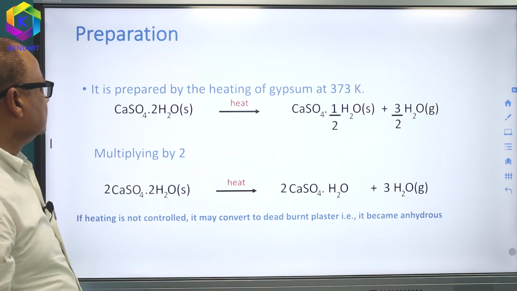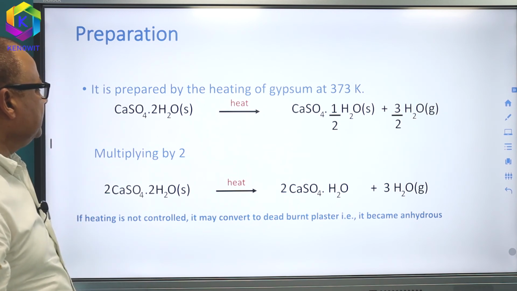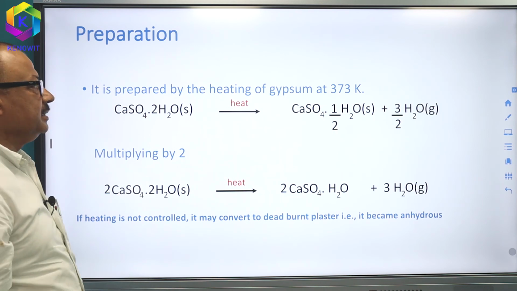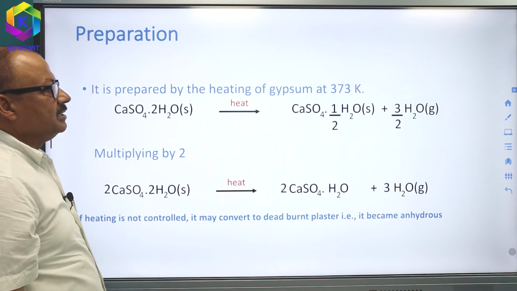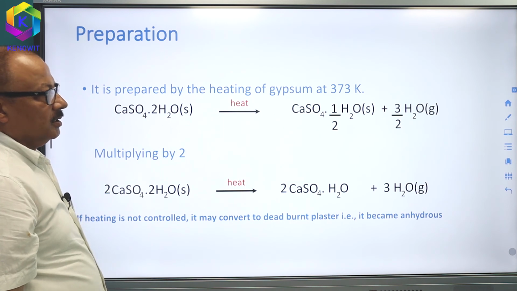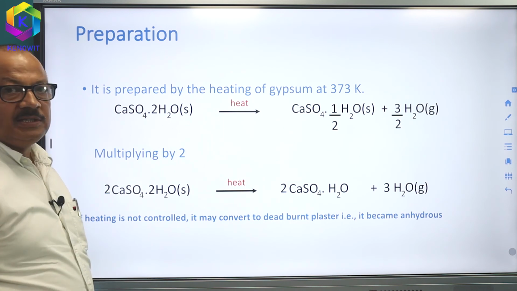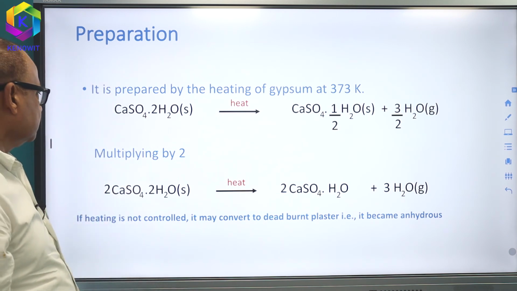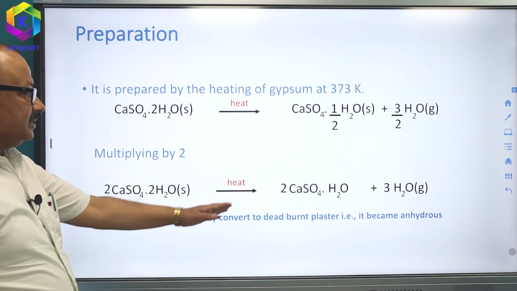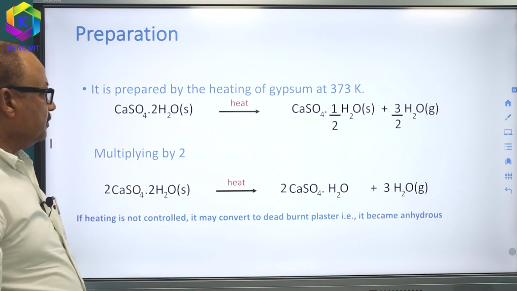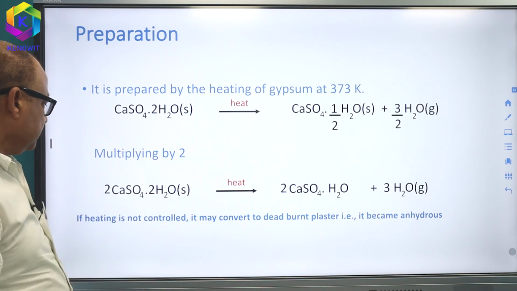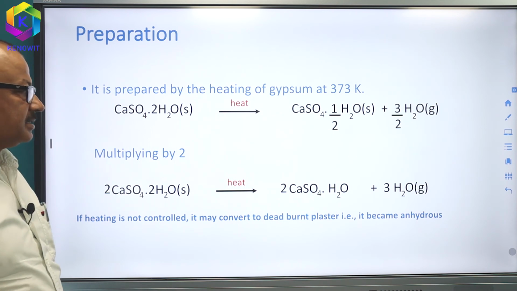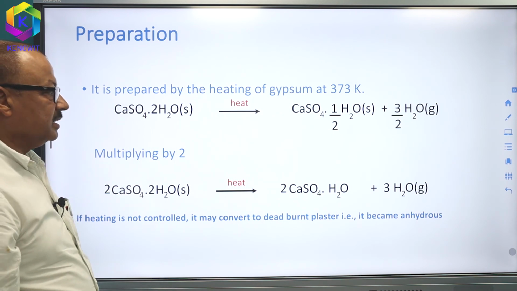Then preparation. When calcium sulfate dihydrate, that is known as gypsum, is heated at 373 Kelvin, it loses 75% of its water molecules and the formula becomes CaSO4.1/2H2O plus 3/2 molecules of water. Then this reaction is balanced easily by multiplying the odd number by 2. If heating is not controlled, it may convert to dead burnt plaster, that is, it becomes anhydrous.